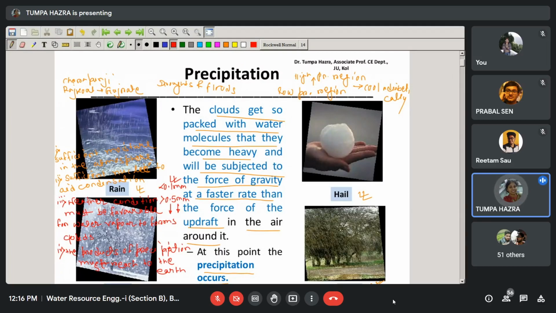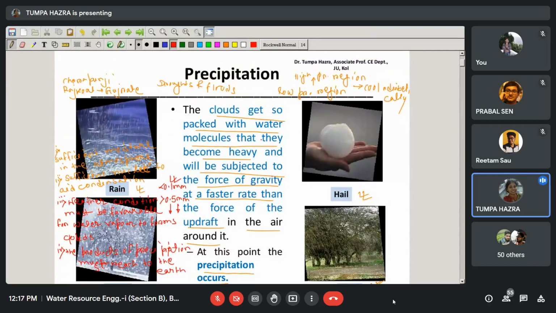There will be no chance of rainfall because the other three things will not be favorable. You should not have only the humidity, you should have the pollutant particles or dust particles. That is why you may find that there is more chance of rainfall in city areas rather than in village areas, because of the presence of sufficient nuclei.